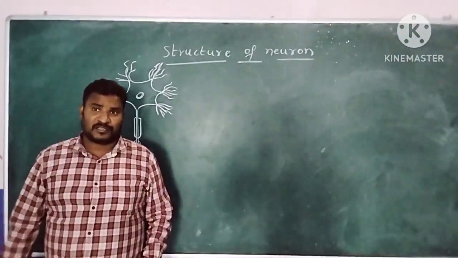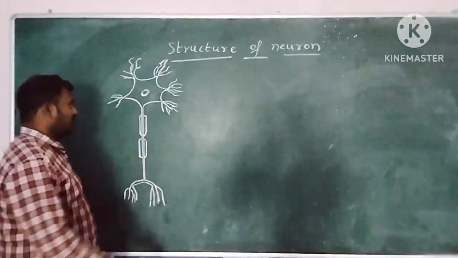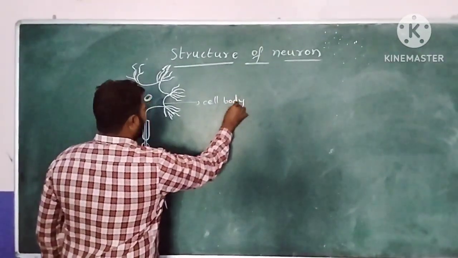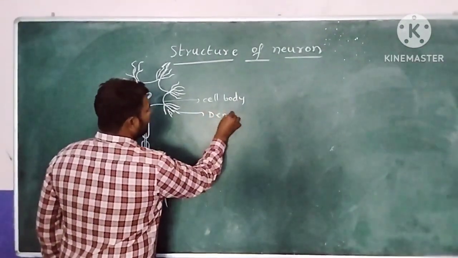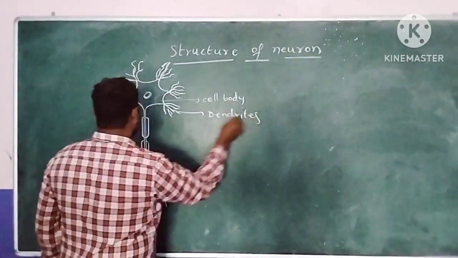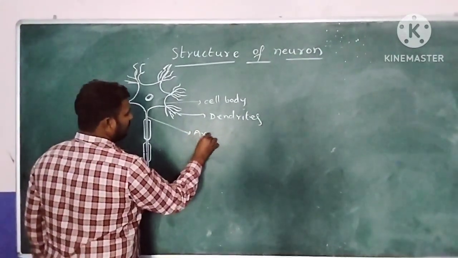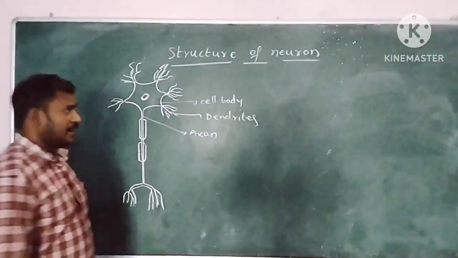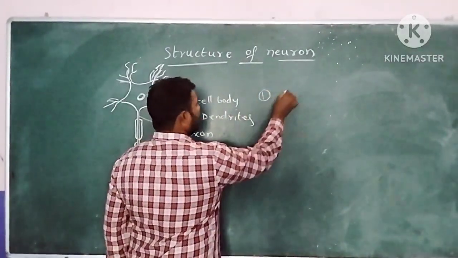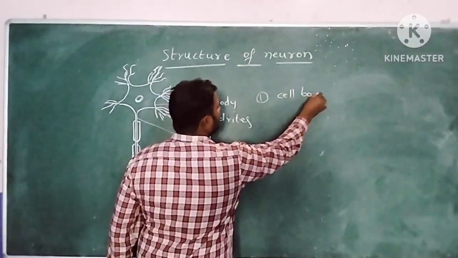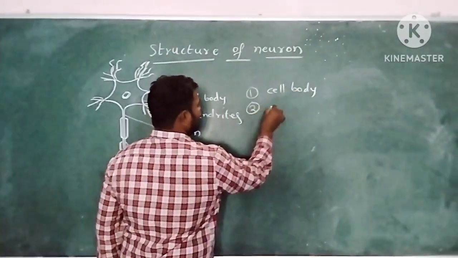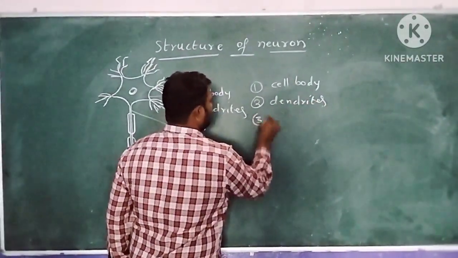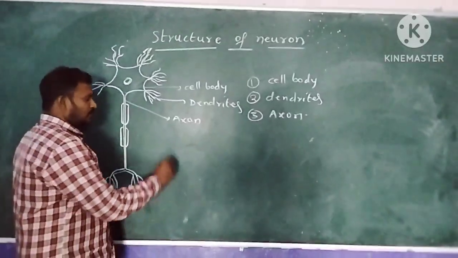In each neuron, three parts are identified: the first one is the cell body, the second is dendrites, and the third is the axon. So we are talking about the cell body.